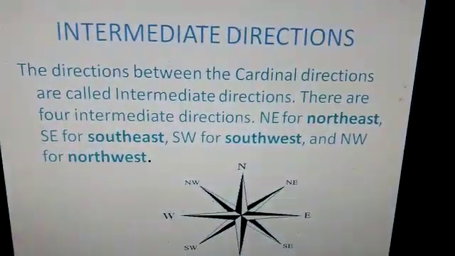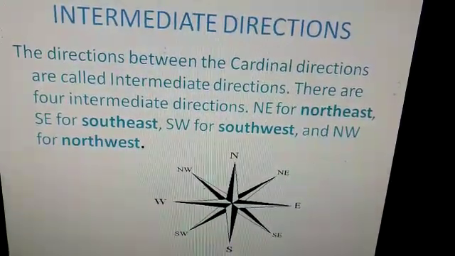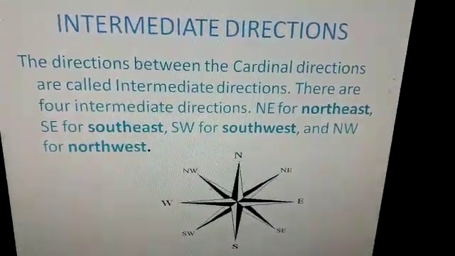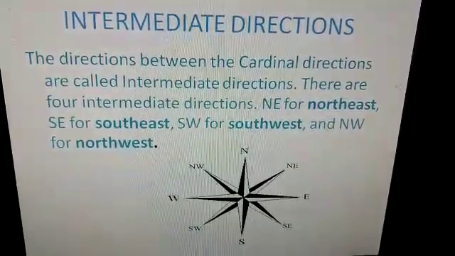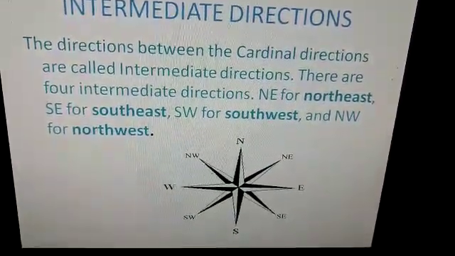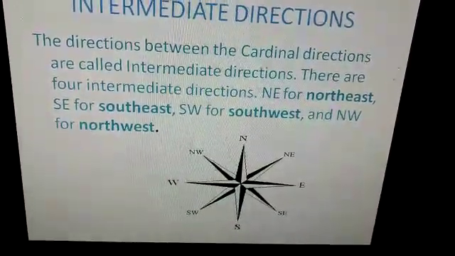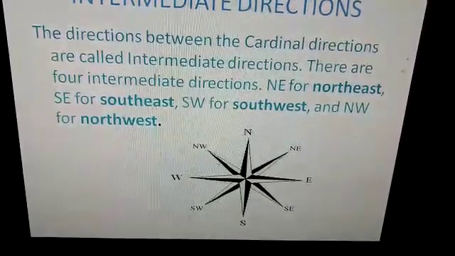Between the cardinal directions, there are four more directions. Between north and east, northeast. Between north and west, northwest. Between south and east, southeast. Between south and west, southwest. The directions between the cardinal directions are called intermediate directions. There are four intermediate directions: NE for northeast, SE for southeast, SW for southwest, and NW for northwest.